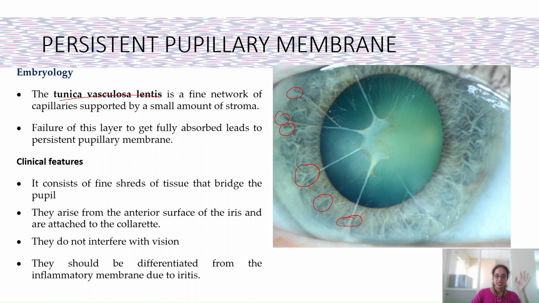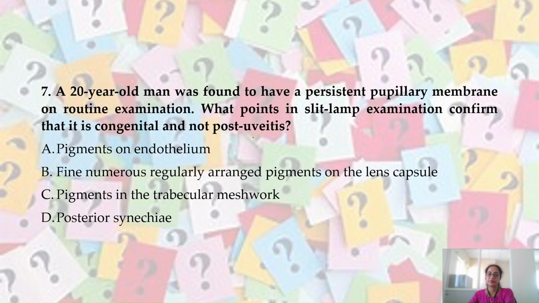These never interfere with vision. And how do we differentiate this from an inflammatory membrane? The inflammatory membrane begins from the pupillary margin, as against the persistent pupillary membrane, which begins from the collarette.